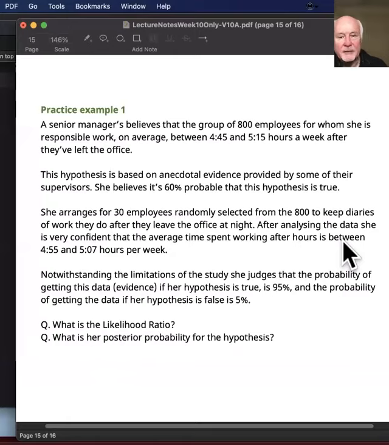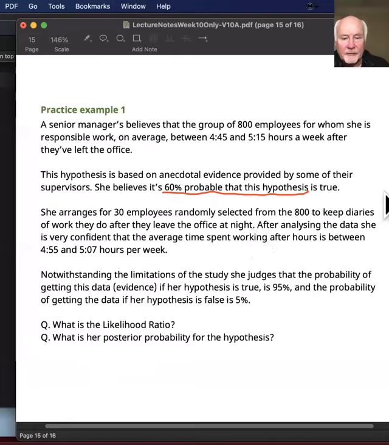So this is based on anecdotal evidence provided by some of the supervisors of these workers. So her prior probability that this claim is true is 60%. Okay, so she has a 60% prior probability that the hypothesis is true. And then what she does is she commissions a kind of study. She gets 30 employees, randomly selected, of course, to keep diaries of the work after they leave the office at night.